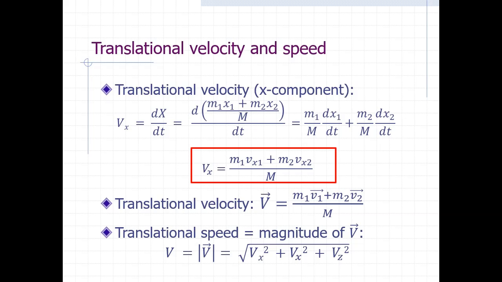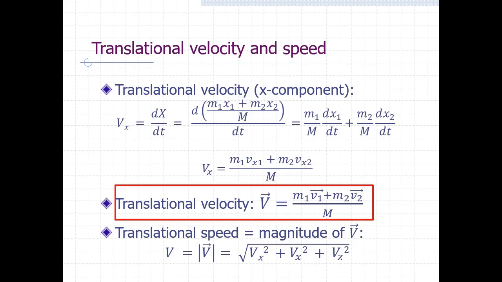Plugging in the expression for the center of mass x coordinate, then factoring out the constants, we can show that V sub x for the center of mass is just the weighted average of the V sub x of the two particles, in much the same way that the center of mass coordinates are weighted averages of the individual coordinates. The same can be shown for the y and z components. In other words, the translational velocity is just the weighted vector sum of the individual velocity vectors, divided by the total mass.